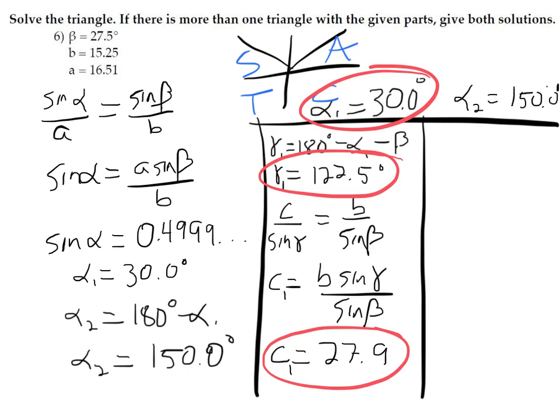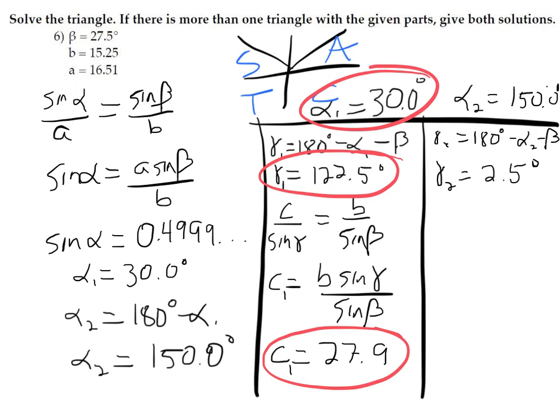So 150.0 degrees. Gamma 2 will be the same formula: 180 degrees minus alpha 2 minus beta. Almost the same formula. Gamma 2 equals 2.5 degrees. Now that is positive. That means that we actually have another triangle here. So we have another triangle.